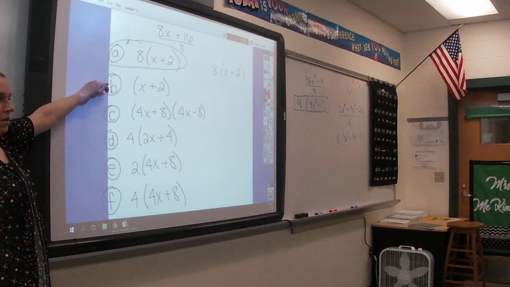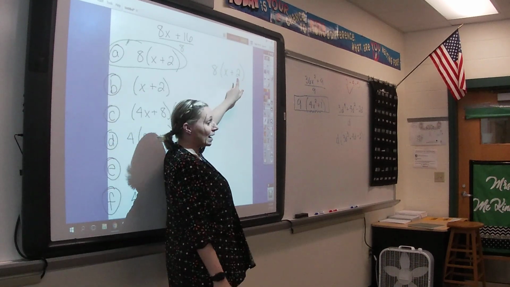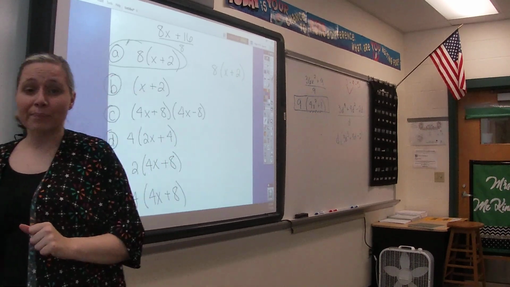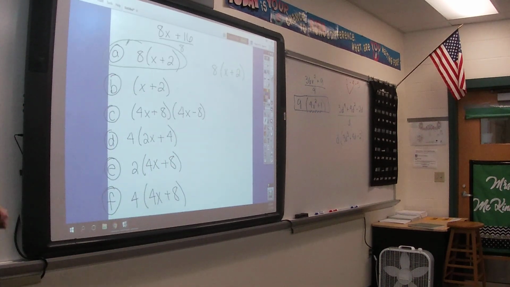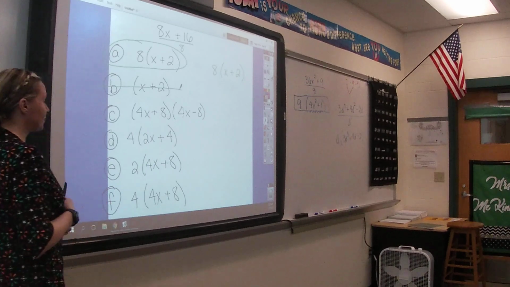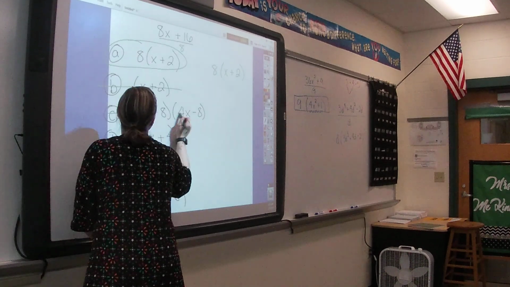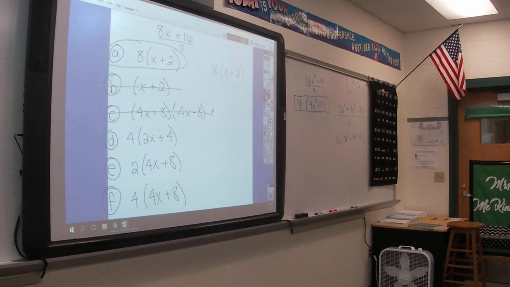No. It has one of the factors. X plus 2 is a factor, but it's not equivalent because it's missing the 8. So no. Is C an option? No, this is not a special case, so that's not an option. Is D an option? Yes. Why is D an option? Because if you multiply it back out, it works.